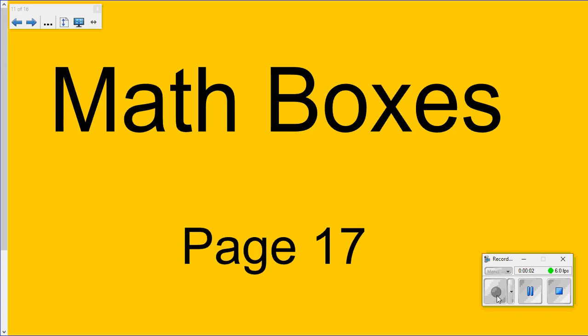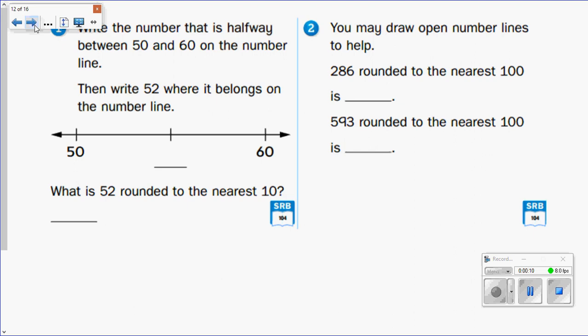Okay, boys and girls, we're going to start with math boxes, lesson 1-8, and you'll find that on page 17. Okay, number 1, you're to write the number that is halfway between 50 and 60 on the number line. Then write 52 where it belongs on the number line.